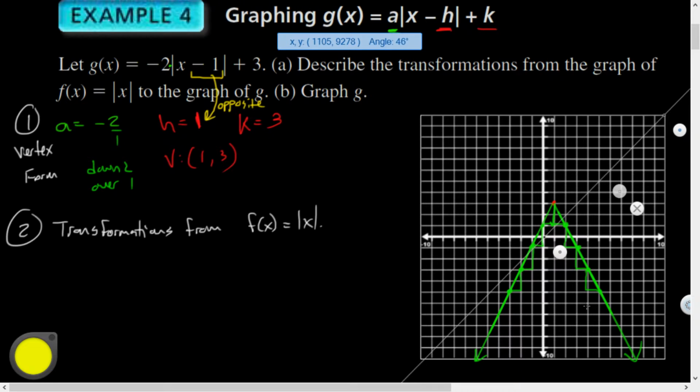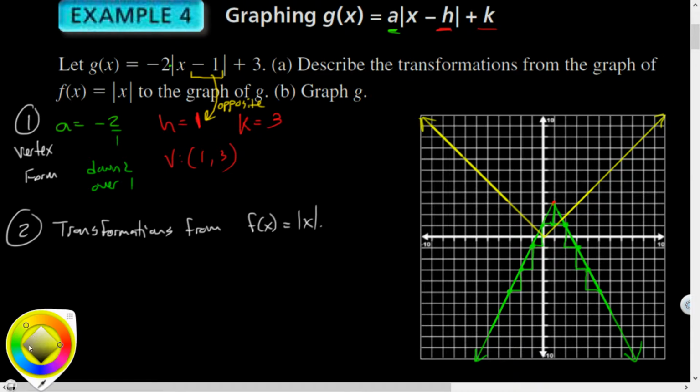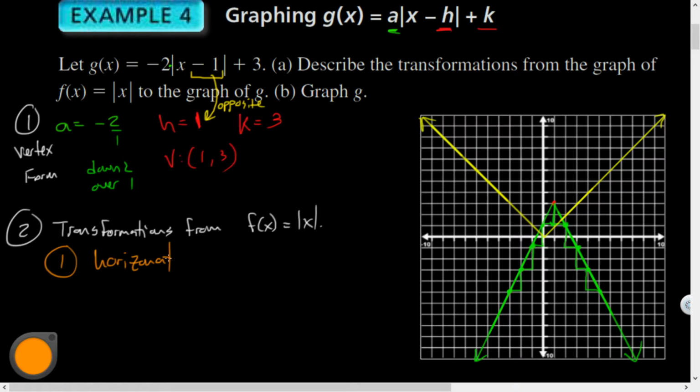So let's see, the parent function is the regular yellow V, right? It doesn't have to be yellow for it to be the parent function, but that's just the color I've consistently been choosing. All right, so let's look at what happened. First thing, in terms of order of operations, the first thing that happened to this was the -1. So it was a horizontal shift. And this is a shift right 1 unit, right 1. Even though that's a minus sign, it's shifting towards the positive x, which is weird.